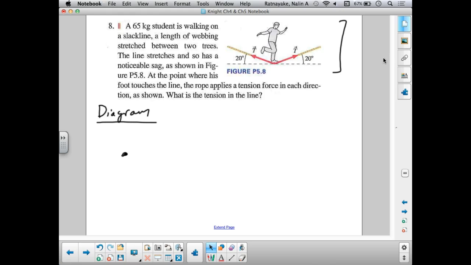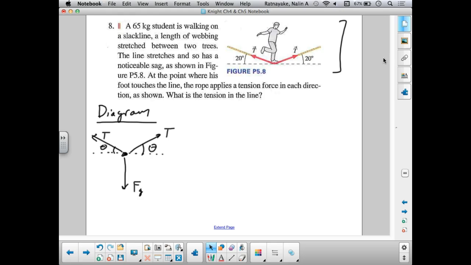So let's do that. We have an object. We have this student. There is a force pointing down due to gravity. That is the force of the Earth acting on the student, Fg. And there are two other forces acting on the student. One is this tension force going off over here at some angle, and we have that same tension force going off on the other side, and they both make an angle with the horizontal of 20 degrees.